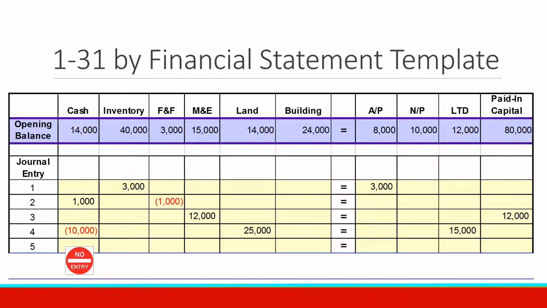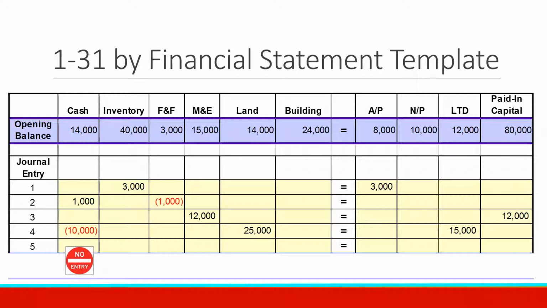Now we'll come to the fifth and last transaction. The building was valued by professional appraisers at $43,000. We can look and see that in the opening balance sheet, the building was worth $24,000. And now appraisers are valuing it at $43,000. We're not going to make a journal entry.